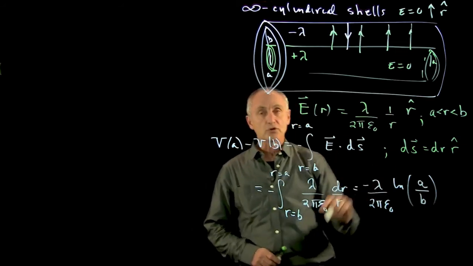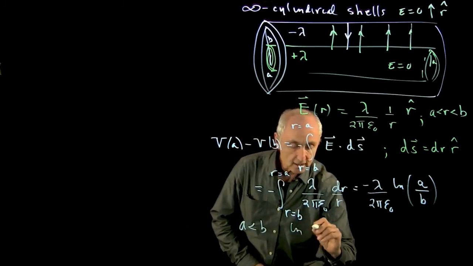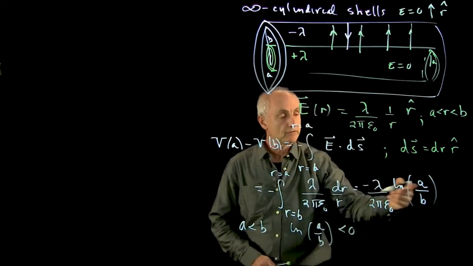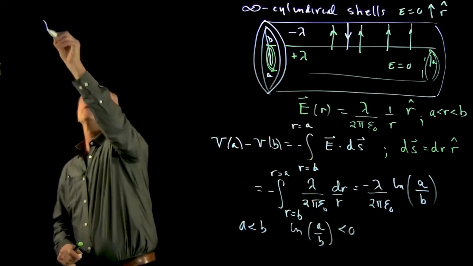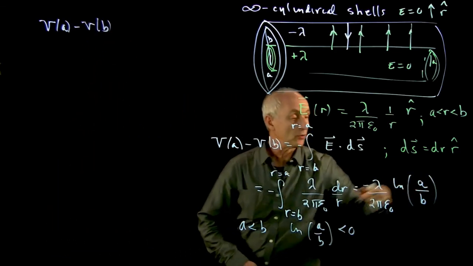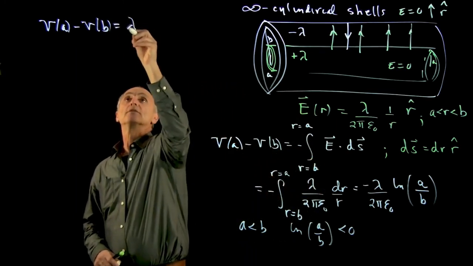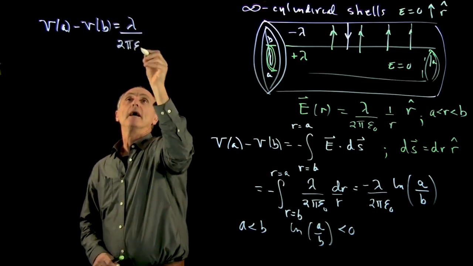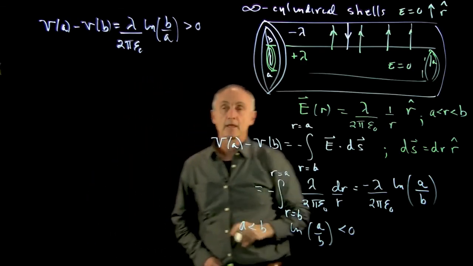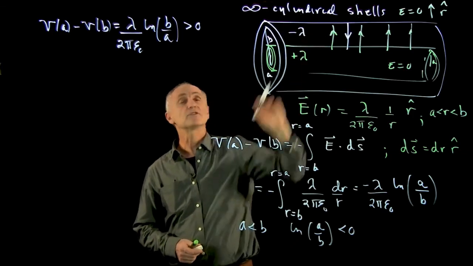Now, that's a good thing, because if a is less than b, the log of this quantity is negative, and so we have two negative signs in here, and so we can conclude that VA minus VB is positive. By the way, if we flip those, log of A over B is equal to minus log of B over A. That's one way to get rid of that minus sign, and we can see very clearly now that this quantity is positive. So there's the calculation for what we would refer to as two infinite cylindrical shells.